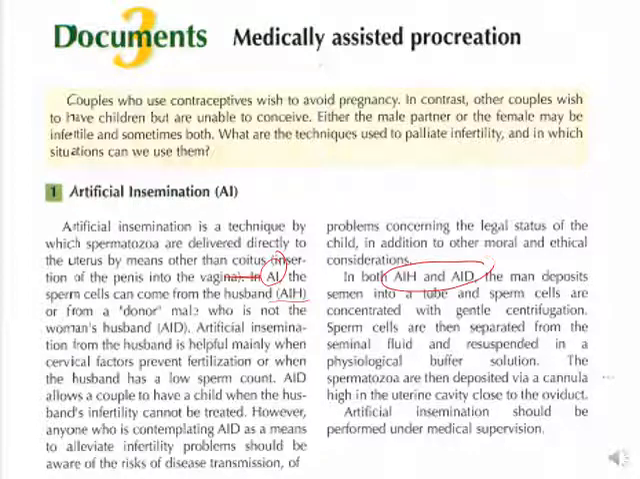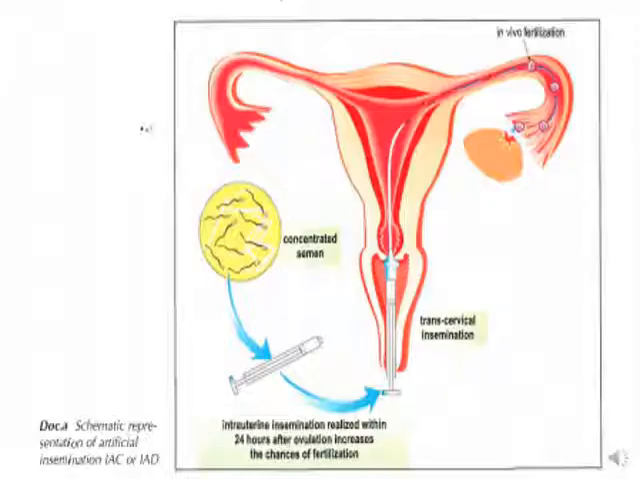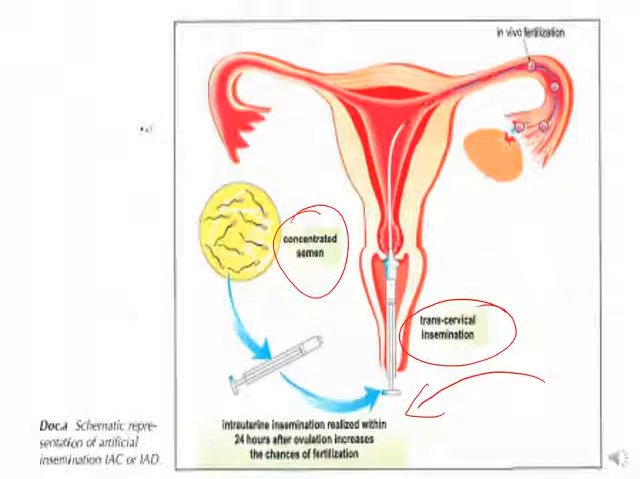In both AIH and AID, the semen is deposited into a tube and the sperm cells are concentrated with gentle centrifugation. Then the sperm cells are separated from the seminal fluid and resuspended in a physiological solution. Then the spermatozoa are deposited via a cannula high in the uterine cavity close to the oviduct, and this should be performed under medical supervision. This is the technique of artificial insemination. You take the concentrated semen using a syringe, and 24 hours after ovulation it increases the chance. In cervical insemination, the sperm cells are transferred, and fertilization occurs in vivo, inside the body.